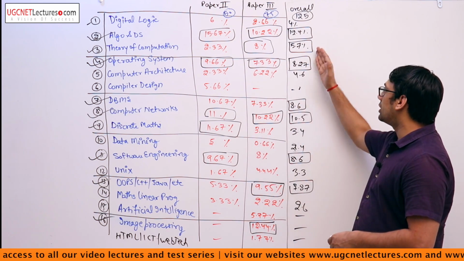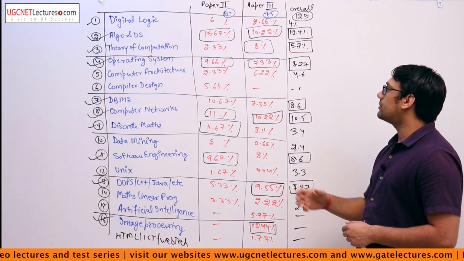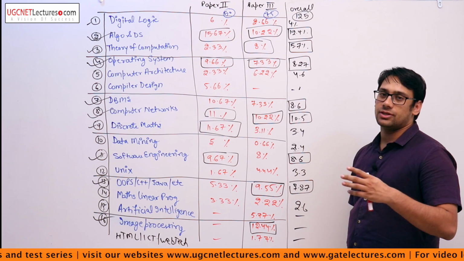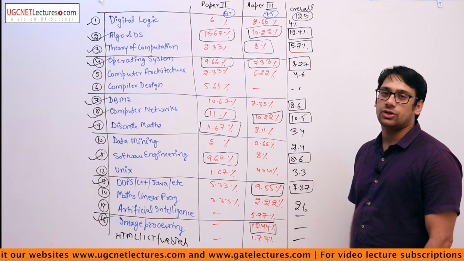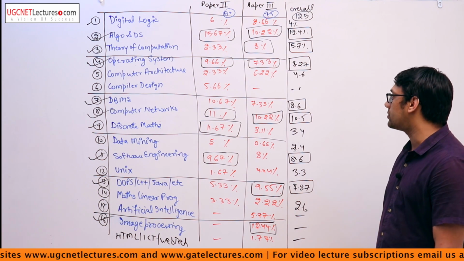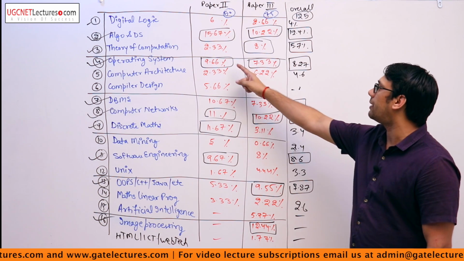So you cannot leave theory of computation because it is there in paper 3. Now operating system is again a very important subject, because it is very similar in paper 2 and paper 3. So in case of operating system, you are going to see it as 8.27%, which is very important. Now remember here, this overall percentage is not dependent on this percent.